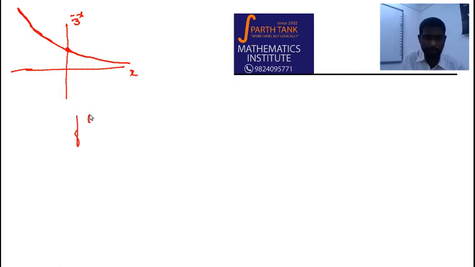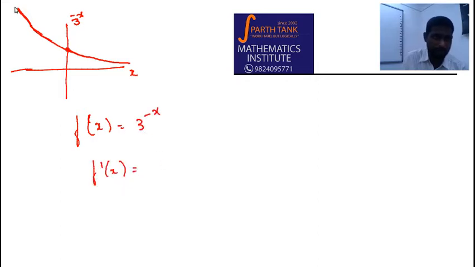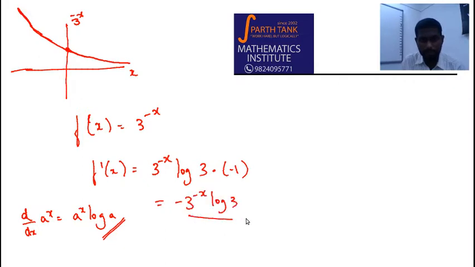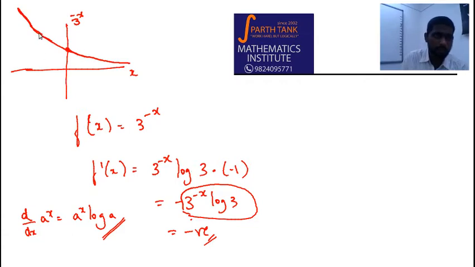What about decreasing function? Differentiate this and see what happens. From the graph you see it is a decreasing function, but differentiate this just for the sake of completeness. Remember, d by dx of a raised to x is a raised to x log a. So this becomes 3 raised to minus x log 3 into minus 1. So it is minus 3 raised to minus x log 3. This whole thing is a positive number, so this becomes negative throughout. If the derivative is negative throughout, then we know that this function, particularly, is a decreasing function.